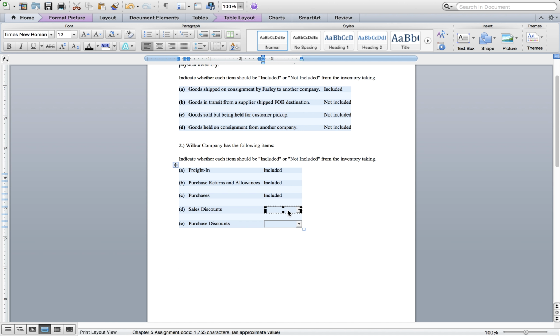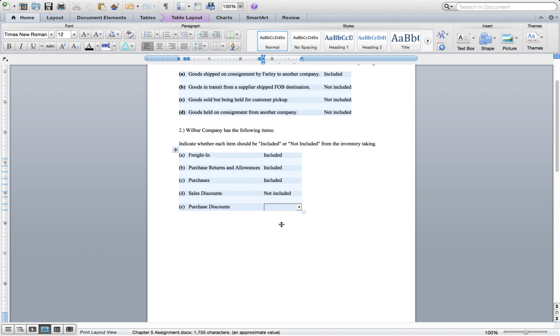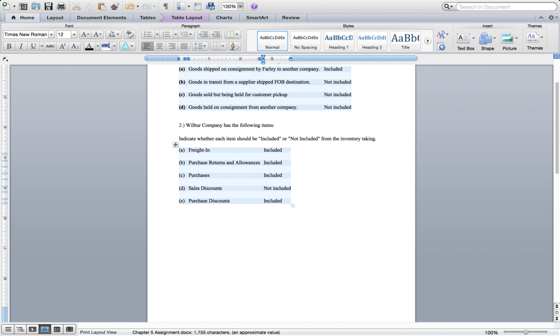Okay. Next one, sales discounts. That is not included. Okay, sales discounts is when you grant a discount to a customer. Yeah, the inventory is gone. So when you grant the discount, that won't affect inventory. Right? The last one would be purchase discounts. And that is included. Because the cost to acquire the inventory would go into the inventory taken. In this case, you received a discount.